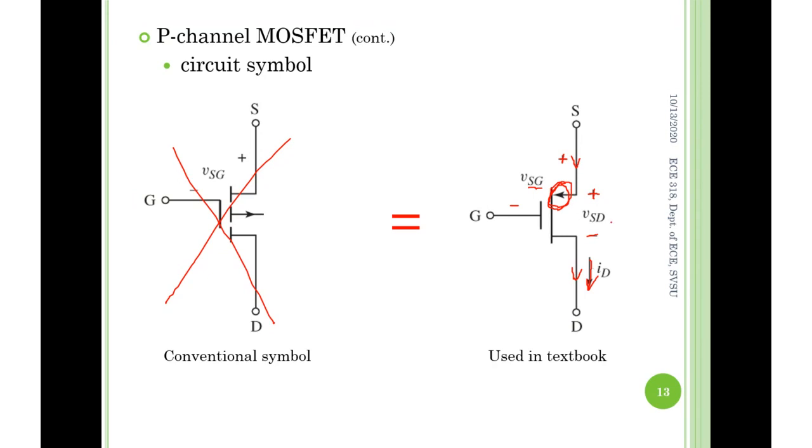But how to identify the source and the drain? That rule remains the same, which is the terminal with the arrow on it is the source. It doesn't matter what the current direction is, okay? We just know a terminal with an arrow on it is the source. A terminal like here without an arrow is the drain. This rule remains. Does it make sense? The gate, of course, is very, very easy to tell. Right? All right.